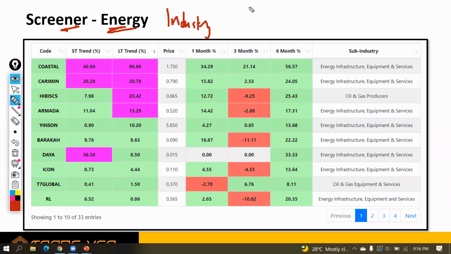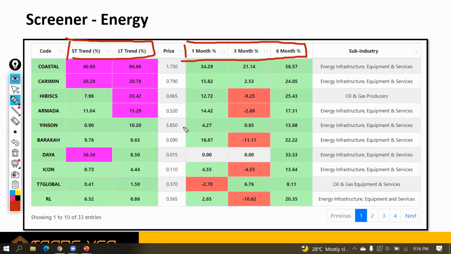Okay, in the 360 there, I sort all energy related counters. From there I will look into ST and LT. Of course, the 1 month, 3 months, and 6 months play an important role as well, whenever we want to choose. But in this section here, I will probably focus on ST and LT.